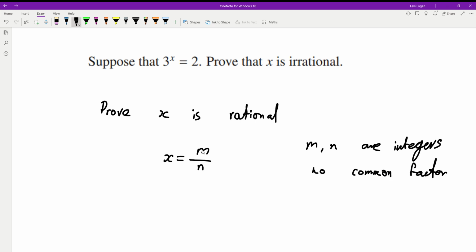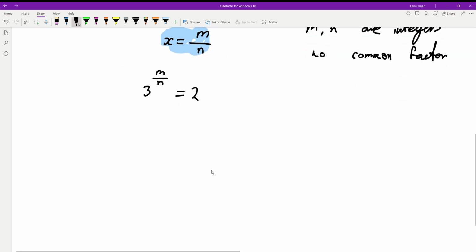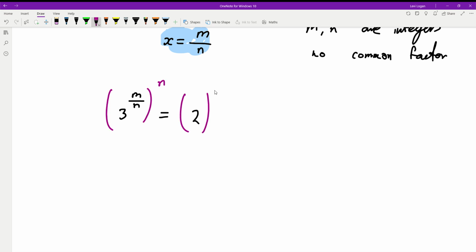Okay, so all we're going to do is substitute this into our formula up here. So we'll get 3 to the power of m over n equals 2. Now what we want to do is break up this fraction and move one of the letters to the other side. The best way to do that is to move the n by raising both sides to the power of n. So if I do that, I raise this to the power of n, and I raise this to the power of n.